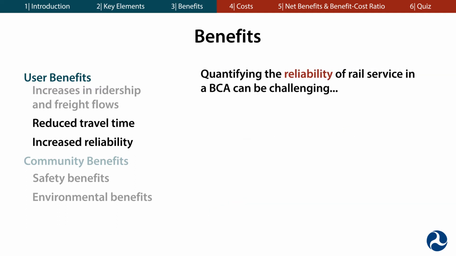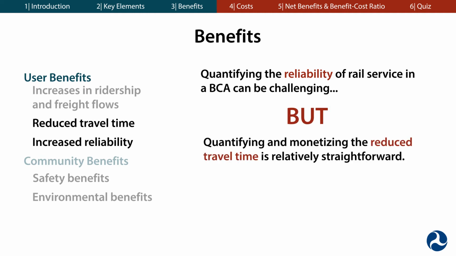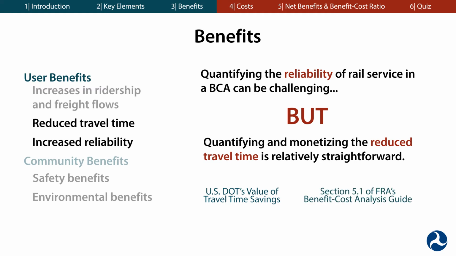Quantifying the reliability of rail service in a BCA can be challenging, but quantifying and monetizing the reduced travel time is relatively straightforward. FRA recommends you use the Department of Transportation's Value of Travel Time Savings, as well as Section 5.1 of FRA's BCA guidance to help calculate these.